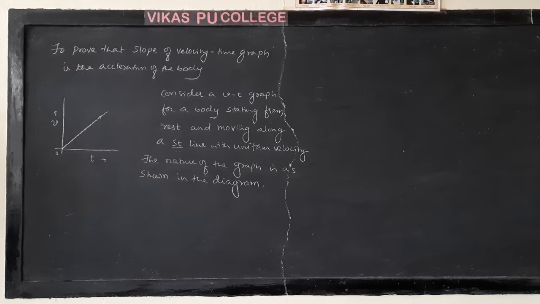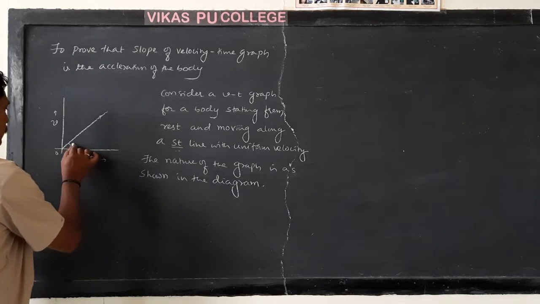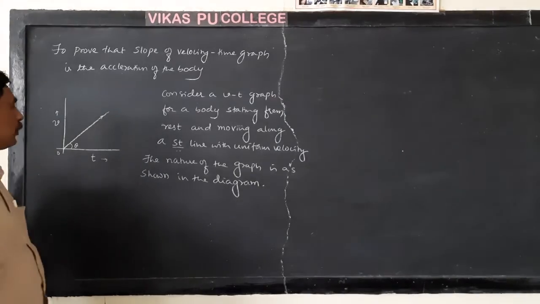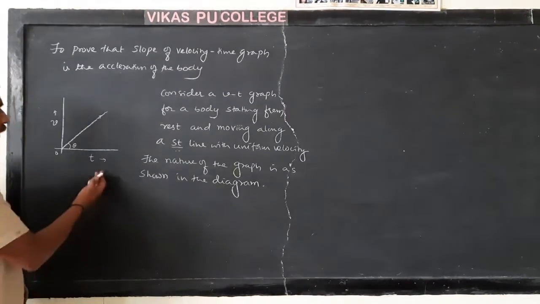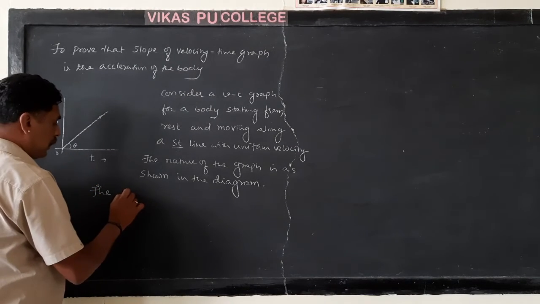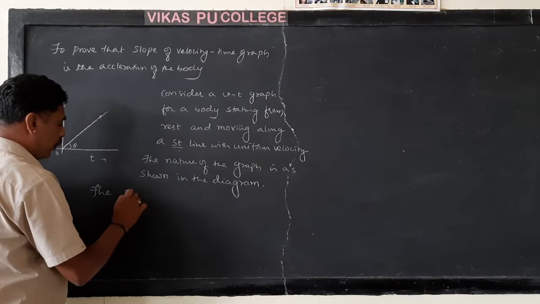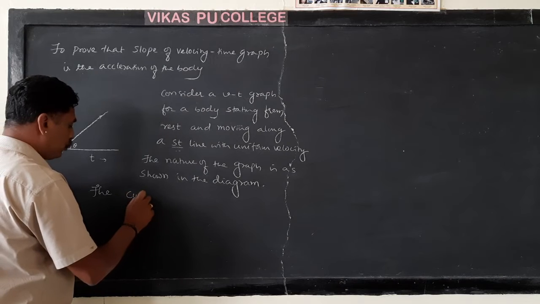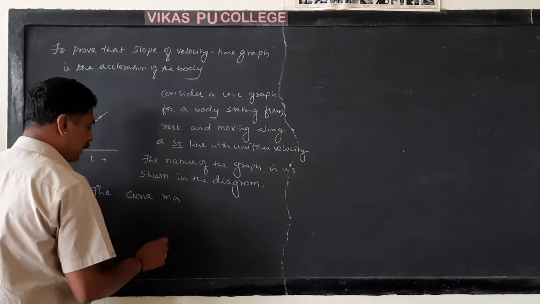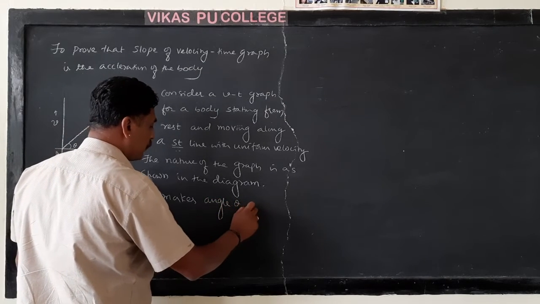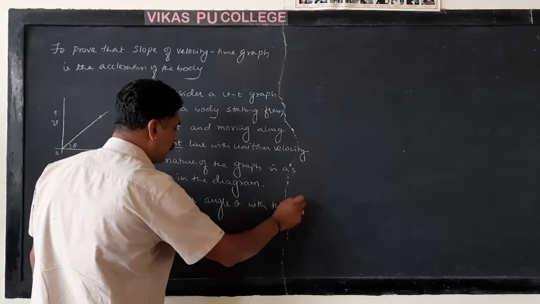Let us say that this graph you obtain makes angle theta with the horizontal axis, that is the time axis. Let us say the graph, or you say the curve, makes angle theta with the time axis.